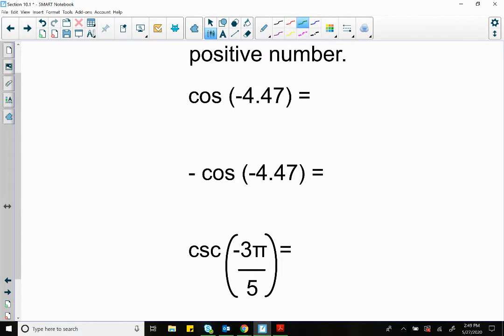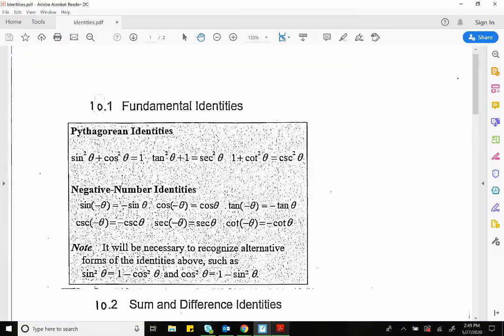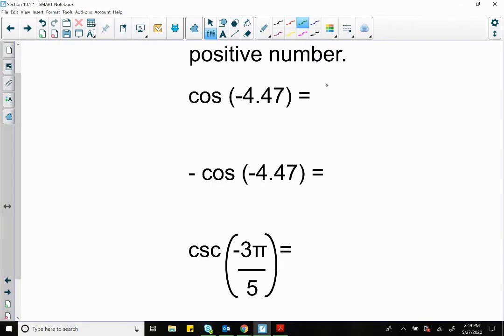Okay, so all you're going to do for this guy, cosine of this negative angle. Remember, when you have a negative angle inside cosine, it just means it's the same as if we took the positive version of the angle. So what they're looking for as an answer is cosine 4.47. That's it. That's what they want.